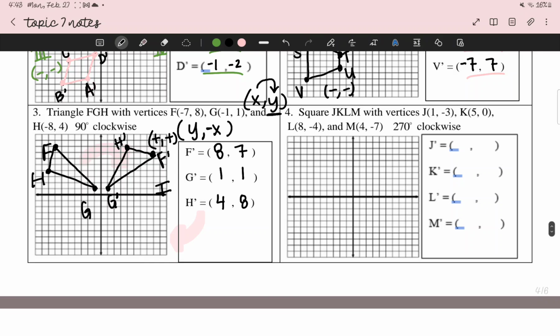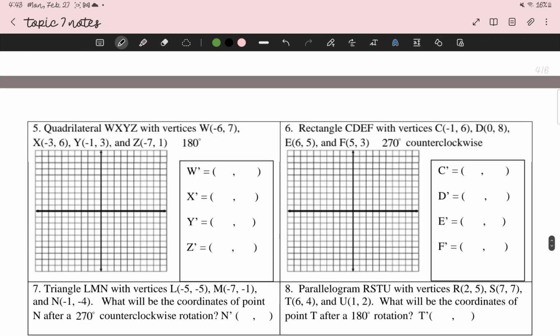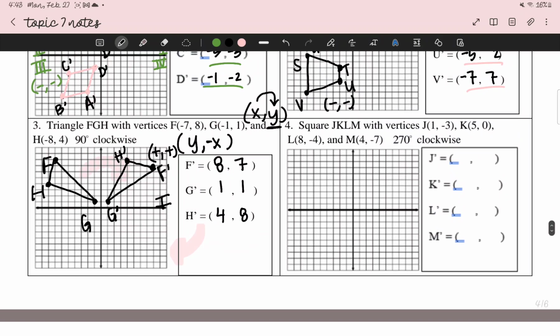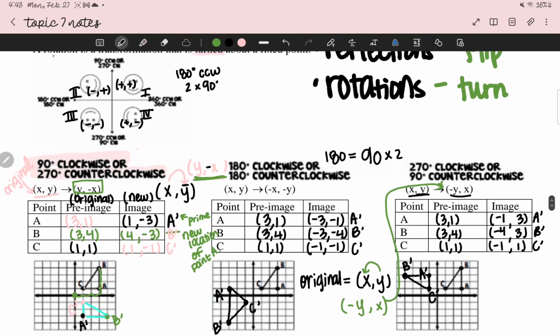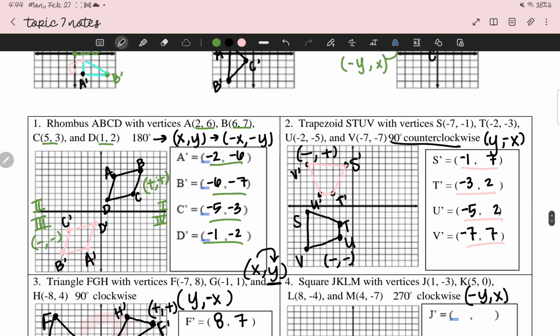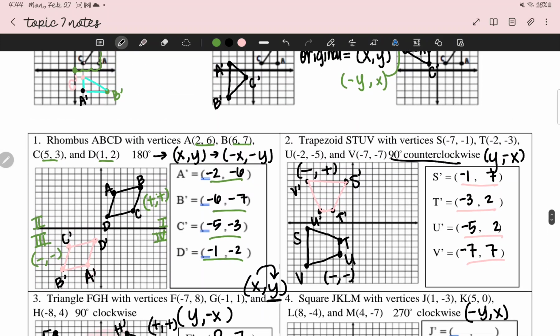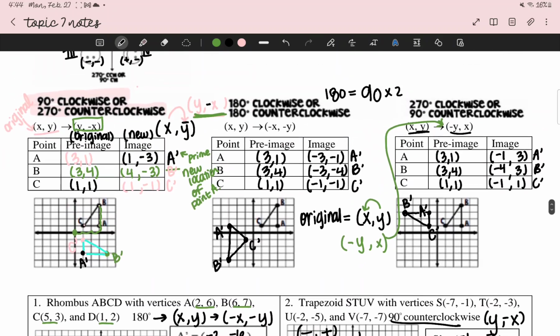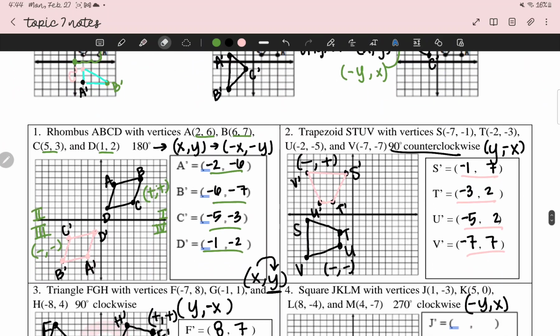All right, this next one, number 4. Number 4, square JKLM with vertices J, K, L, and M, and then 270 clockwise. Well, 270 clockwise is the same as 90 counterclockwise. It's going to be negative y comma x. So that's my thing here, negative y comma x. Okay, and I want to just make sure I did this one because I know this one was not right. This one should have been that one as well, negative y comma x. That's where it was wrong.